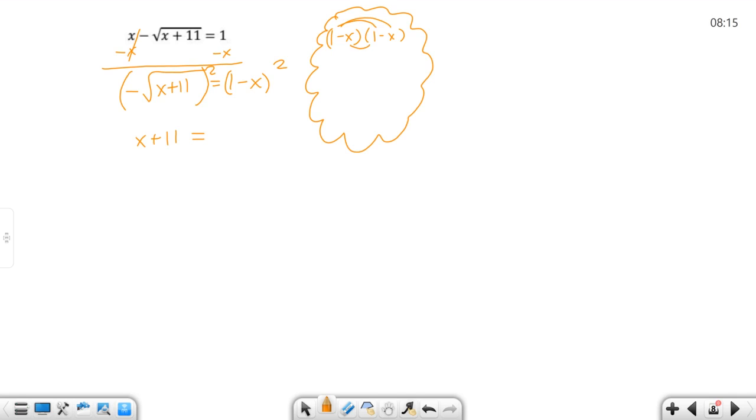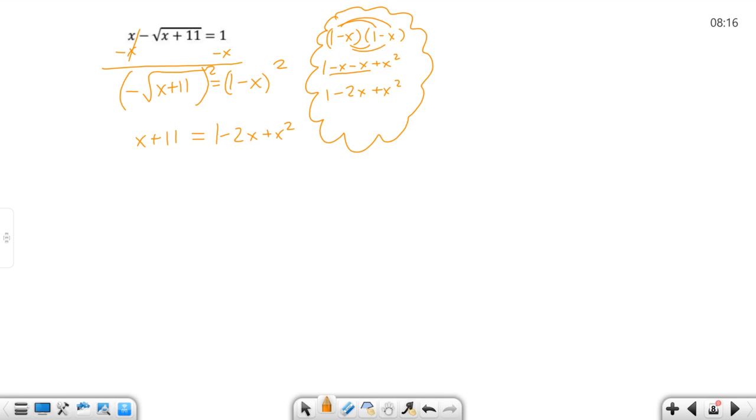I'm going to do first, outer, inner, last. So I get 1 minus x minus another x and then plus x squared. Those two terms go together. So 1 minus 2x plus x squared. And if you want to turn it around and put x squared first, it doesn't matter. When I get ready to solve the whole thing, I'll do that. But right here, just 1 minus 2x plus x squared. And now I have an equation that has no what in it? No radicals. That's what I wanted.